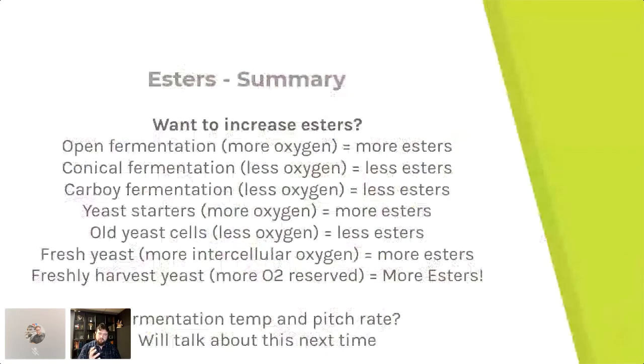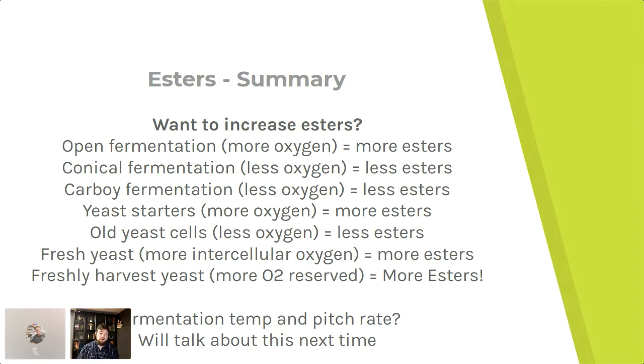So as some general rules, if you want to increase your ester profile, open fermentation, more oxygen, you're going to get more esters. A conical fermentation, where you have a very small 1.5-inch, often TC, tri-clamp port for all your off gases, you're limiting the amount of oxygen that your yeast cells have access to, you're going to get less esters. A carboy fermentation, it's all glass, oxygen can't permeate through, you're going to get less esters.